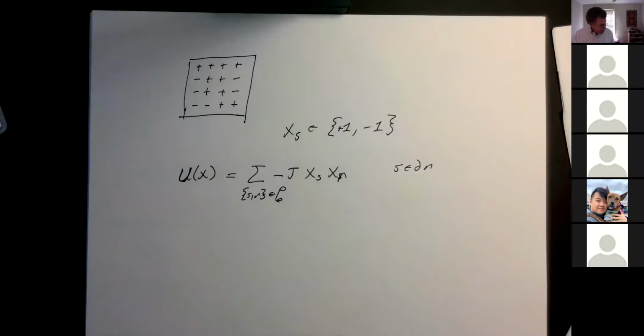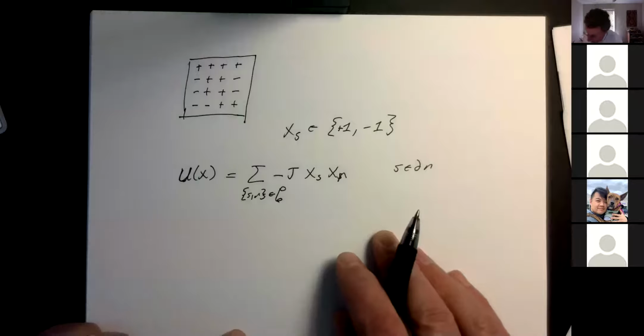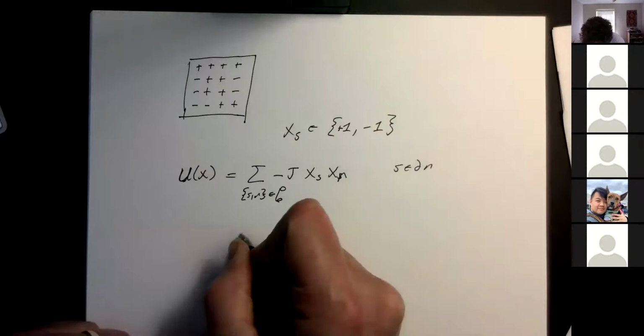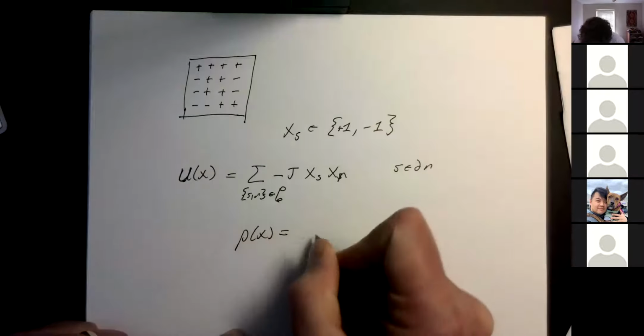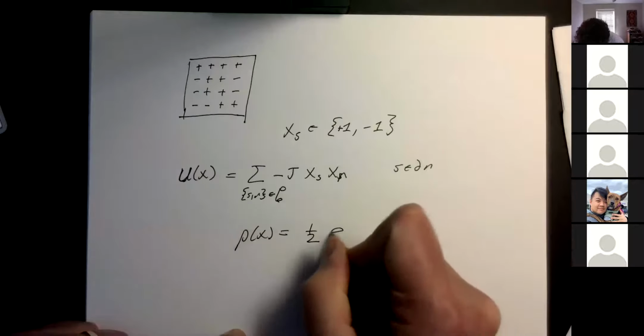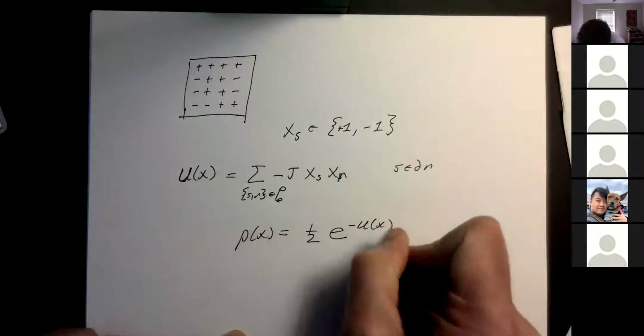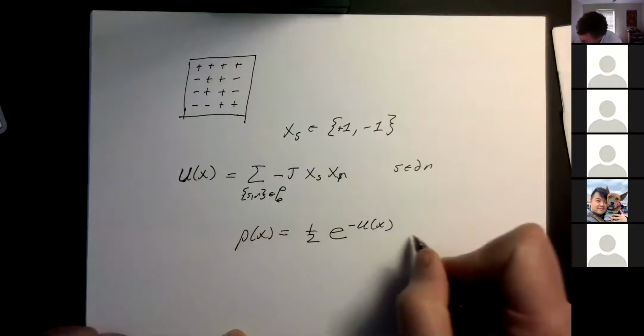Now here's the thing that's kind of interesting. You have that P of X is equal to 1 over Z e to the minus U of X, right? So this is a Gibbs distribution.